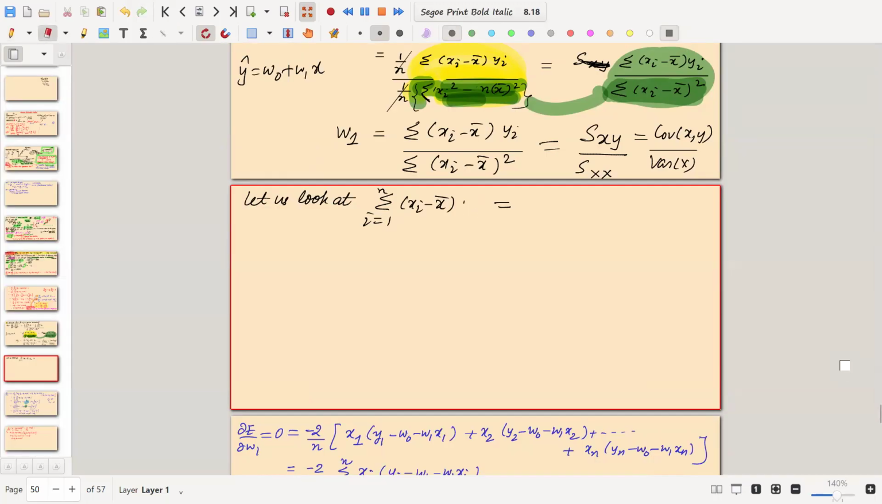Sorry, this is not y bar. Can we write this in some other way? I can take y bar outside and write xi minus x bar, summation i equal to 1 to n. Do you agree or not? So what else can I do here? Can I open this bracket also? So y bar summation of xi, i equal to 1 to n, minus y bar and summation of x bar.